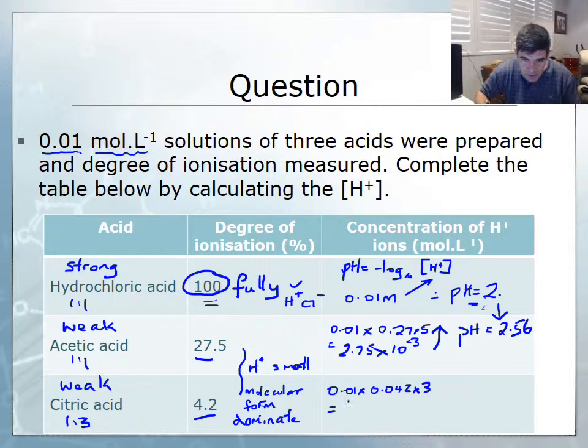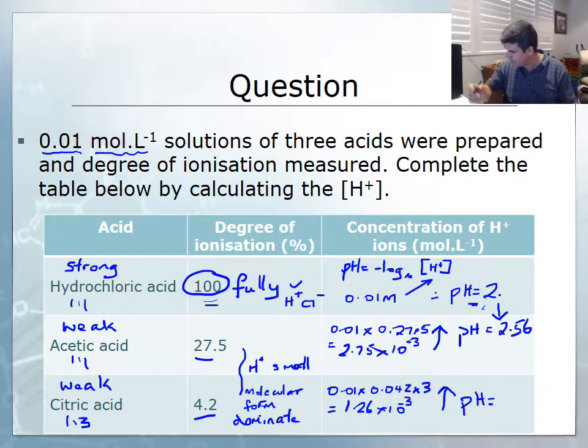So this is 1.26 times 10 to the minus 3. When I put that into the pH equation above, my pH is going to be 2.90. So you can see the difference in the pH for each of these three substances, even though all of them have the same concentration. The degree of ionization is different, and therefore there is a difference in the pH for each of these solutions. I know that's rather messy. I hope you can follow.